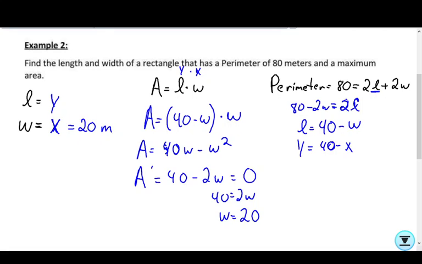Now I'm going to use this equation. So 40 minus 20 equals 20. So my length is also 20 meters. So my dimensions are 20 by 20. Which makes sense because most of the time squares maximize area, versus rectangles. Okay? And technically, yes, a square is a rectangle. It's just a perfect rectangle.